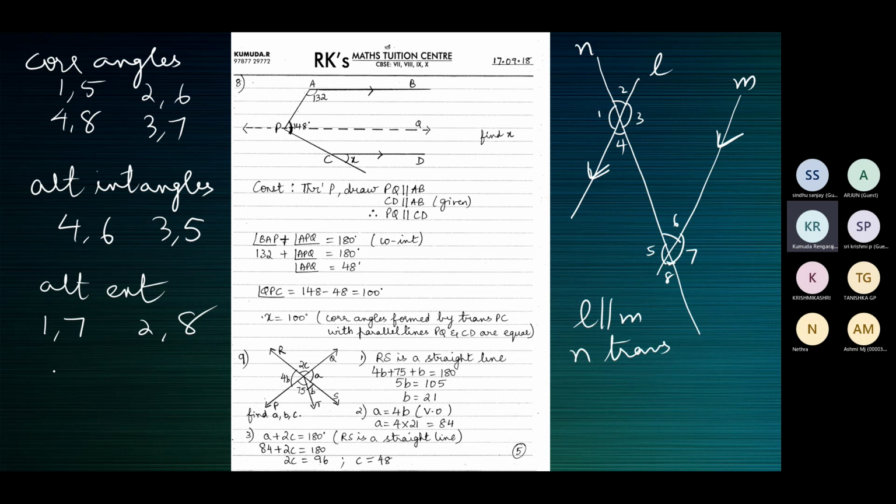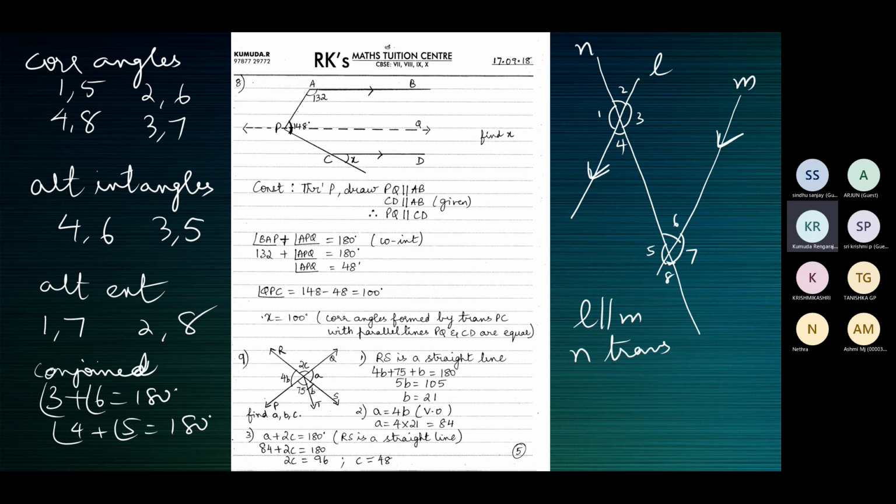What about co-interior angles or allied angles, also called conjoined angles? Ma'am, angle 3 and angle 6, angle 4 and angle 5. Very good. 3 and 6, 4 and 5. So angle 3 plus angle 6 is equal to 180 because the lines are parallel. And also angle 4 plus angle 5 is equal to 180.